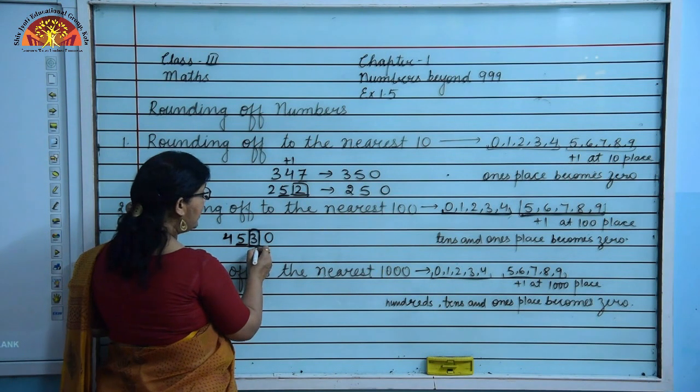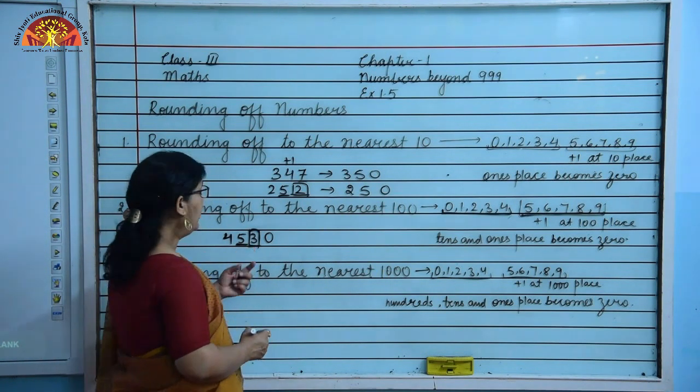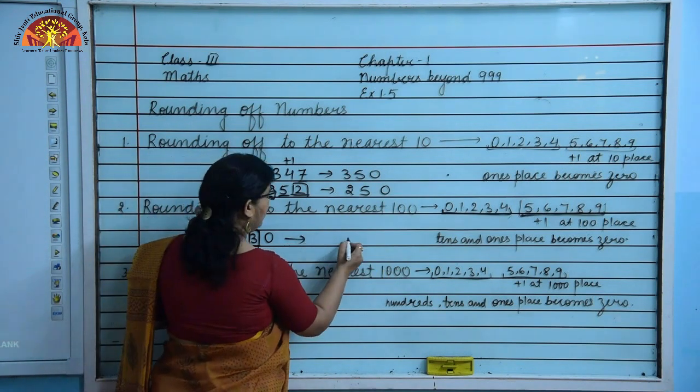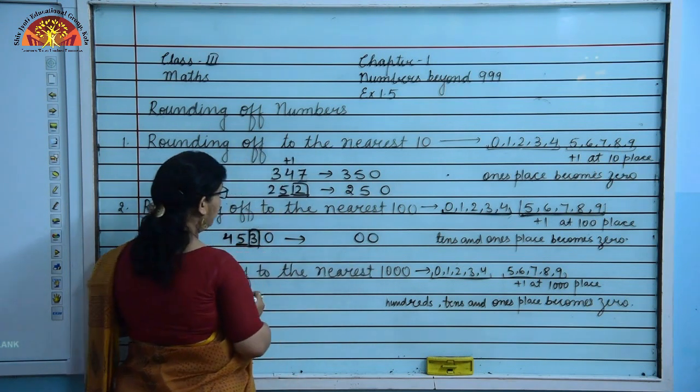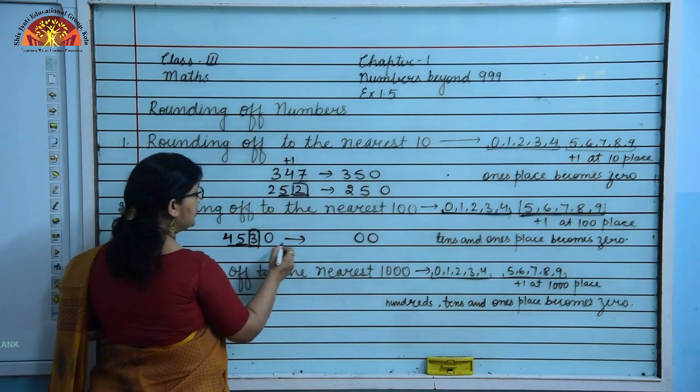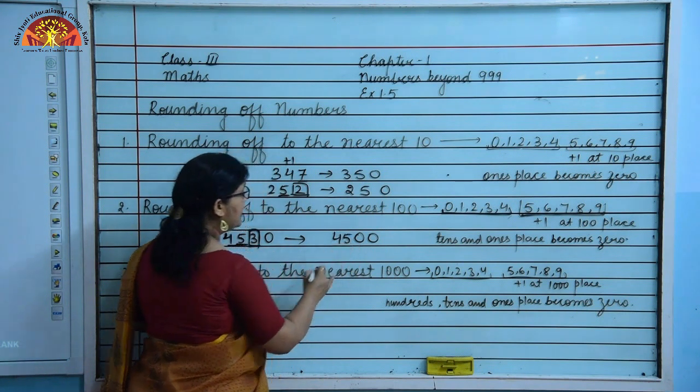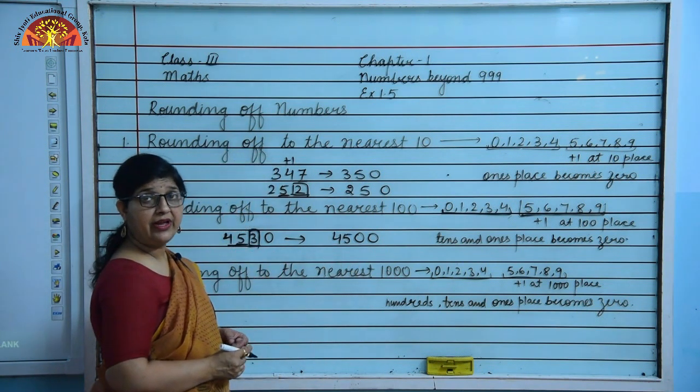It is 3, it means this is less than 5. Then ones and tens place become 0 and the remaining digits remain the same. So we get number 4500.